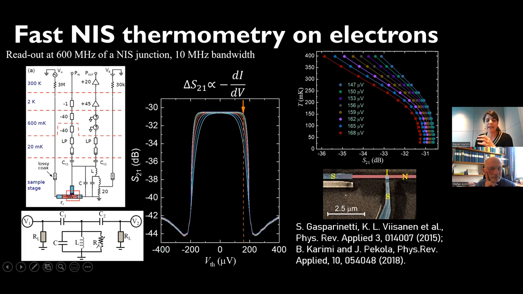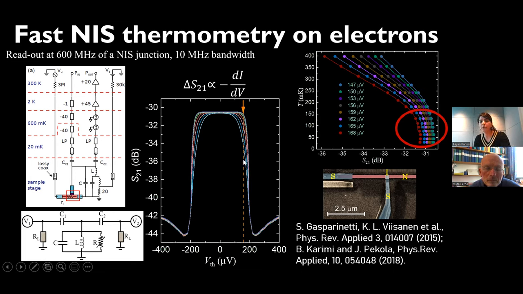The conductance of this absorber will change with respect to the input signal. So the S21, which is proportional to the conductance of the absorber, will have a temperature dependence, as one can see here. But the problem is that it loses this sensitivity at low temperature, which is not good.